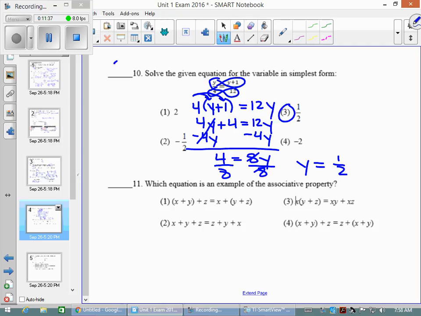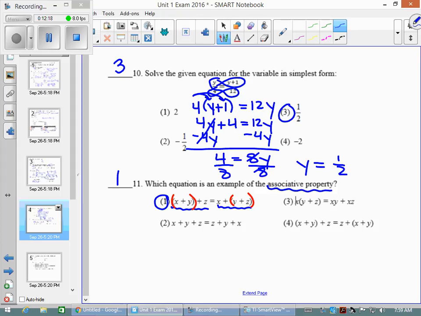And question 11 here, which equation is an example of the associative property? So remember, associative property means we're changing an association. So the parentheses on one side of the equation are going to change association on the other side. If I take a look at the first choice, I have x, y, and z, and x, y, and z. So the order didn't change, so I know it's not the commutative property. I can see that x and y are being associated, and z is off on its own. And on the other side of the equation, y and z are being associated, and x is now on its own. So this is changing association. This would be my associative property.